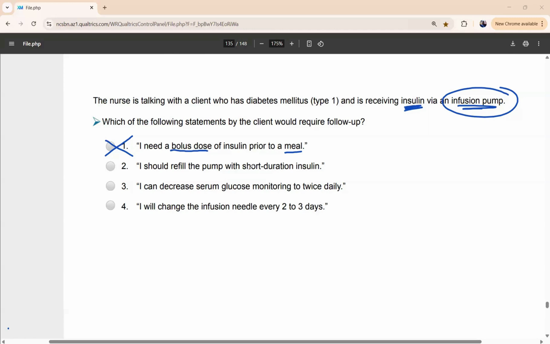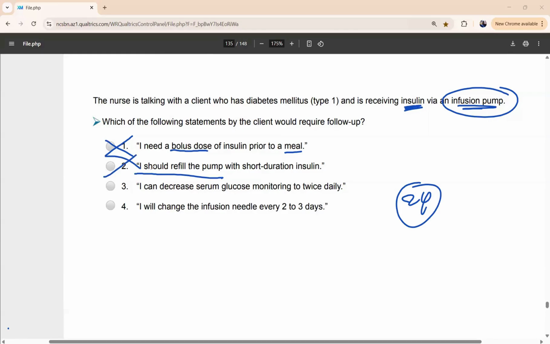So since it is short, the keyword is that yes, we want to refill the pump, but we don't refill long, because long should work throughout 24 hours. Am I making sense? Right. So since this is short, yes, we want to refill. So these don't require follow-up as well.